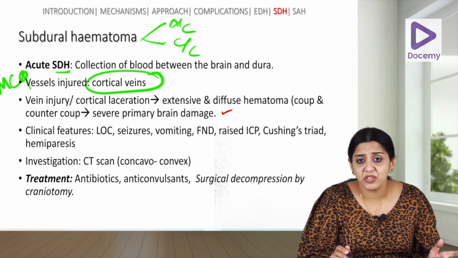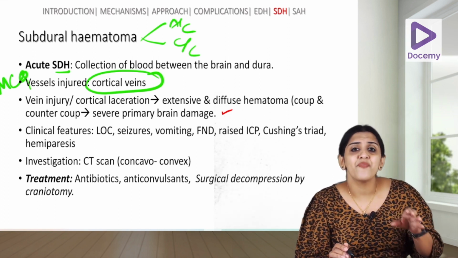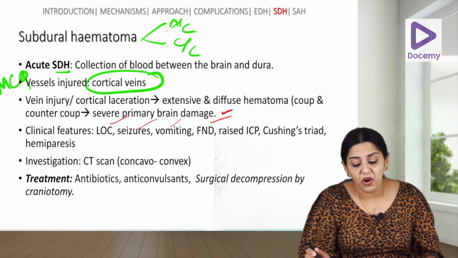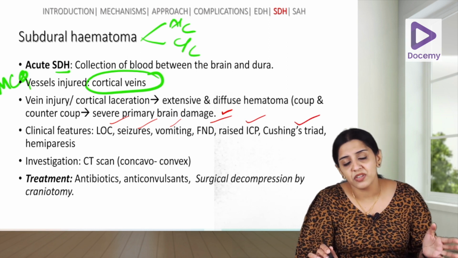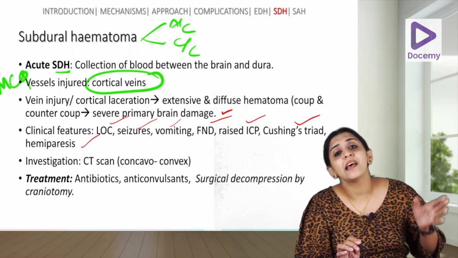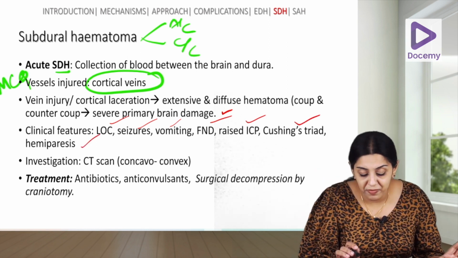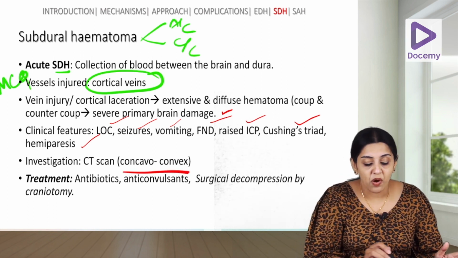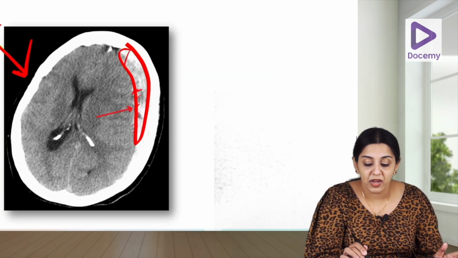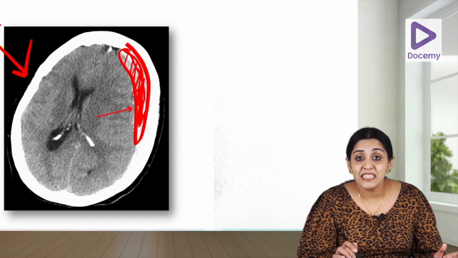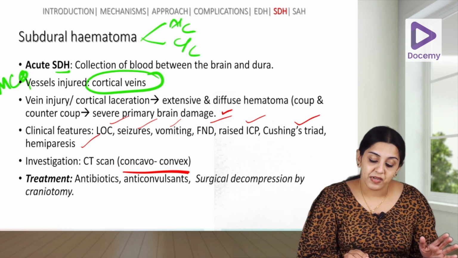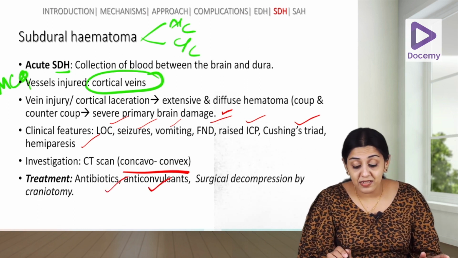What are the clinical features? Clinical features are almost the same for all hematomas. LOC, vomiting, seizures, focal neurological deficits, raised ICP, Cushing's triad, as well as hemiparesis as part of Kernohan's notch effect. What is the investigation? Once again, CT, where you see a concavo-convex or a semi-lunar lesion. S for SDH, S for semi-lunar. What is the treatment? Same treatment, antibiotics and anticonvulsants.